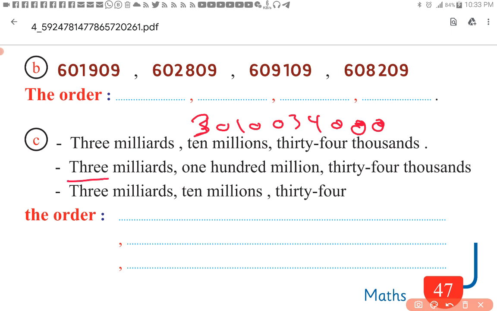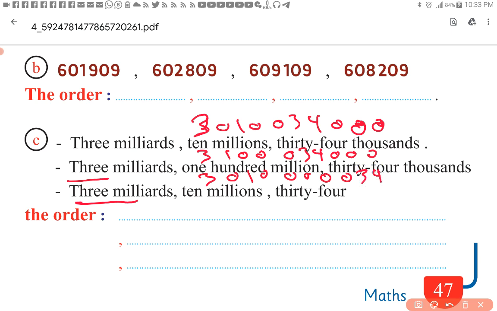The second, 3 million, 100 million, then 30,000. At last, 3 million, 10 million, and 34. So there is no thousand period. So here write 34 in the ones period.